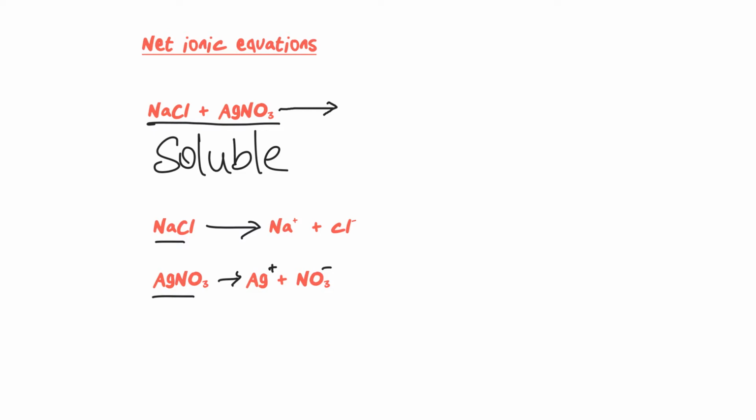Now, what's going to happen? This sodium ion and this nitrate ion and this silver ion and this chloride ion are going to combine. So that and that. At this point, we need to go back to our solubility chart again. The word is precipitate. Okay, so how is this reaction going to look?